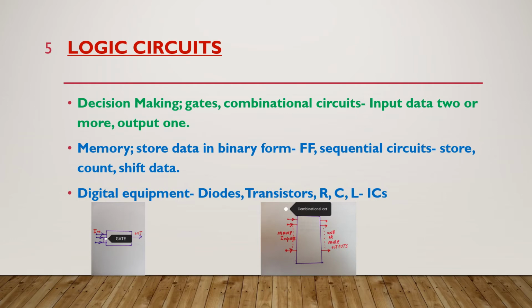Okay, that is 2 or more inputs, but there is only one output. But if you see the parallel circuit on the right hand side, that is the memory, where we store the data in binary form, and we store it in the flip-flop. So many flip-flops make the sequential circuits, and when they store the data, they are known as the counter. When they shift the data, they are known as the shift registers.